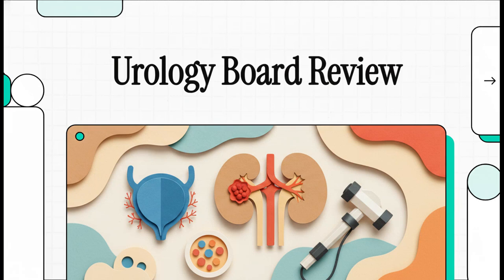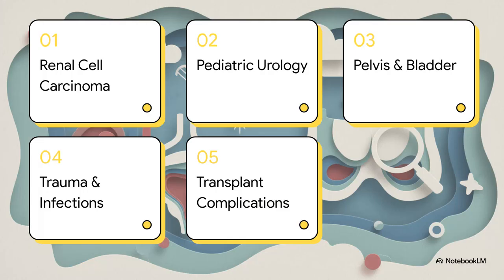Welcome to this explainer on Clinical Case Files Urology and Nephro-Oncology Board Review. Today, we are going to zero in on pattern recognition and those absolute high-yield pearls you need to know. We've got a great lineup today, moving through 5 key clinical areas, starting with renal cell carcinoma, then pediatric urology, pelvic oncology, trauma, and finishing up with transplant complications.